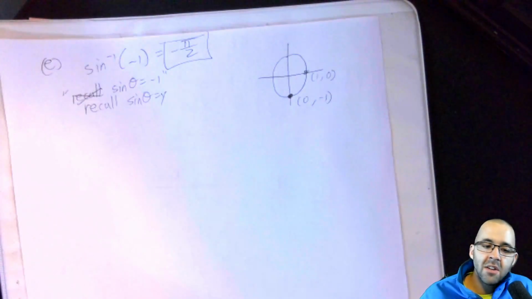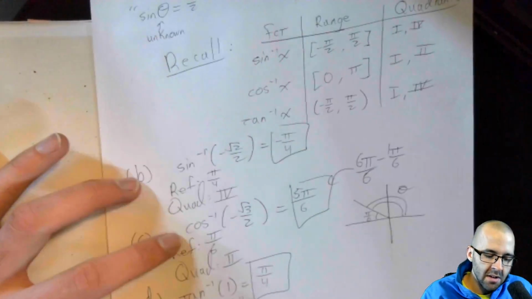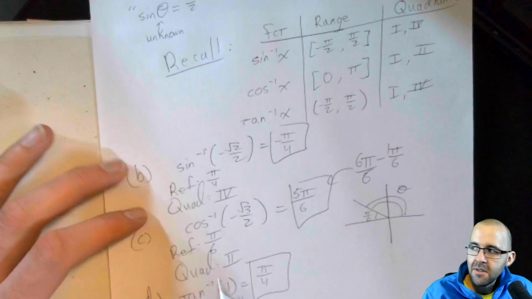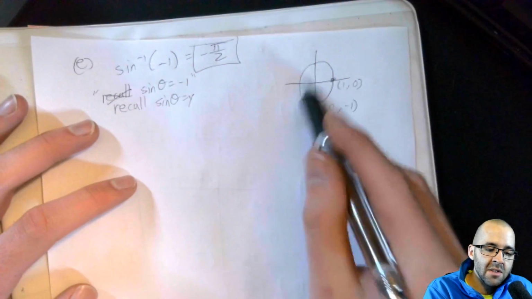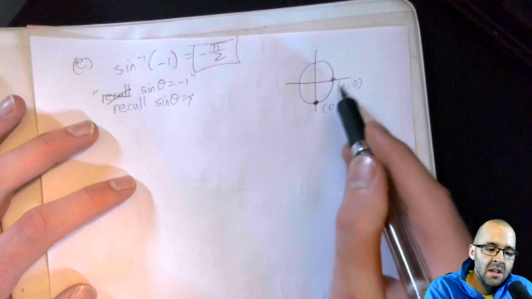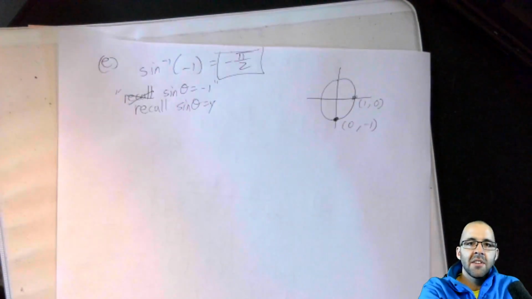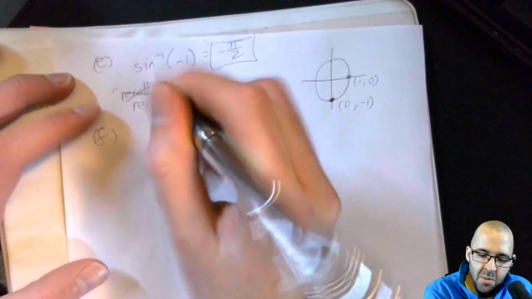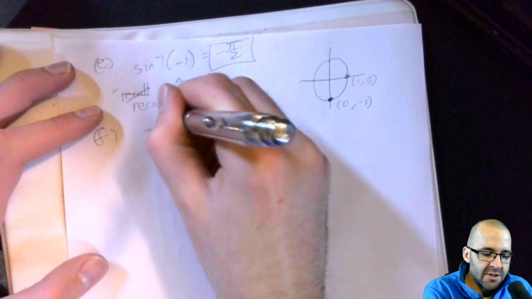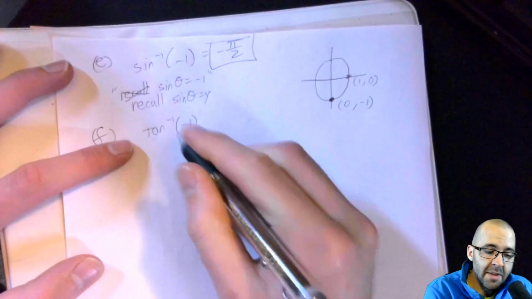So if it's a special triangle, find the reference angle and the quadrant. If it's not a special triangle, if it's something on the unit circle, a quadrantal angle, then just the picture will be enough, as long as you know that you're going to be in the right quadrant. Let's look at some more of these. Inverse tangent of negative 1. Very similar to something we did before.